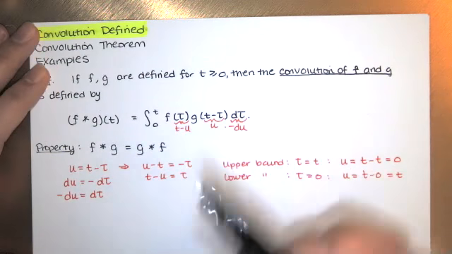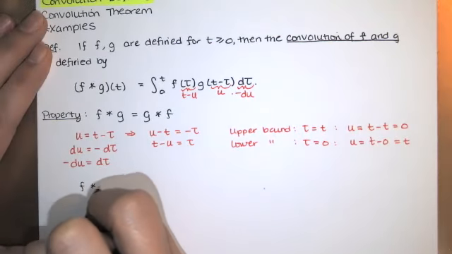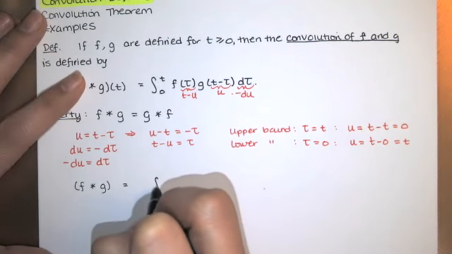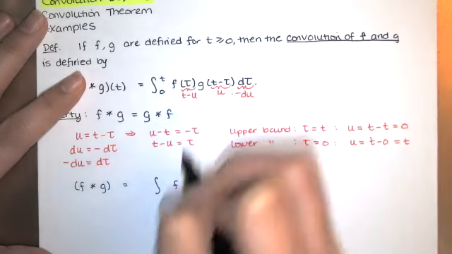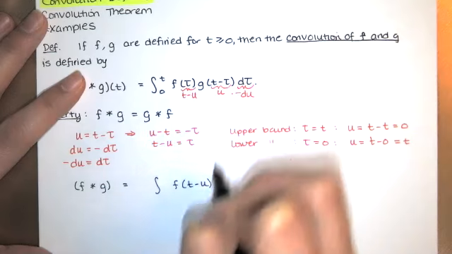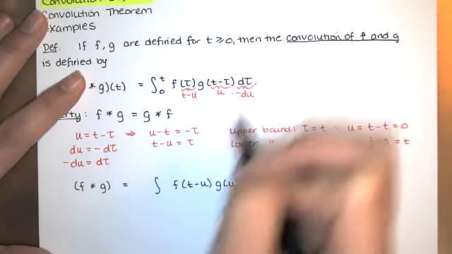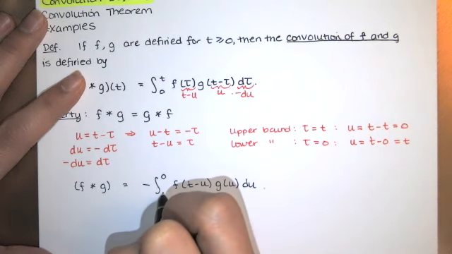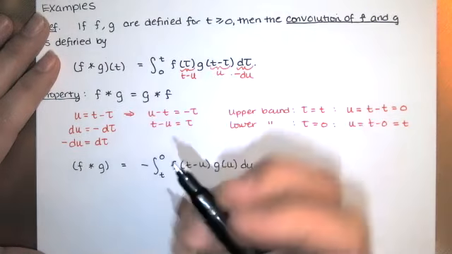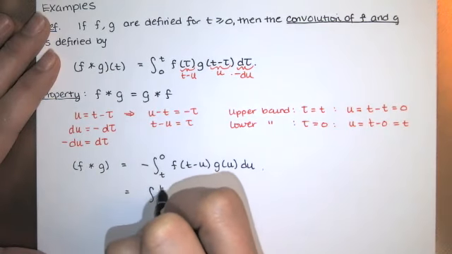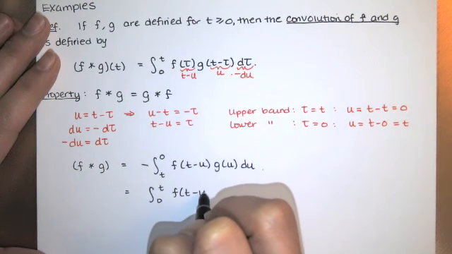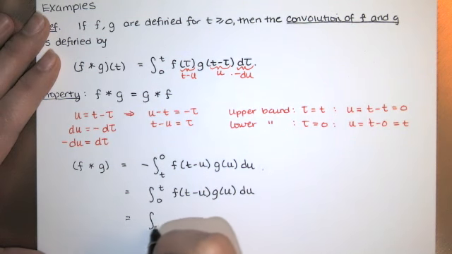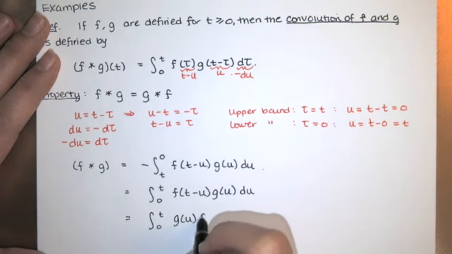So this becomes the convolution of f with g, which is a function of t: the integral of f of t minus u times g of u times negative 1 du, and our new bounds are 0 and t. Well, since I've got this negative 1 out front, I can flip those. It's just a property from calculus 1. And of course, multiplication is commutative, so we can change the order of that product.